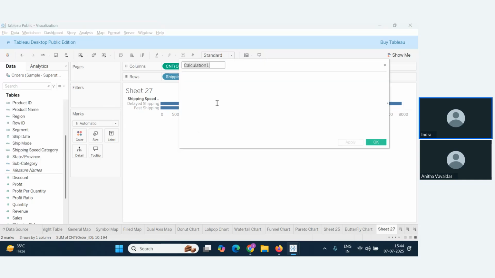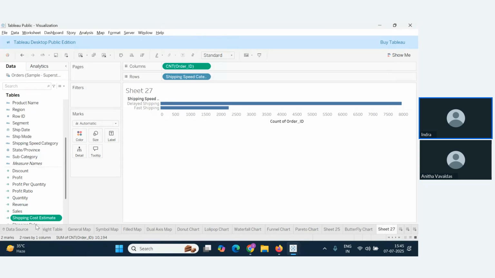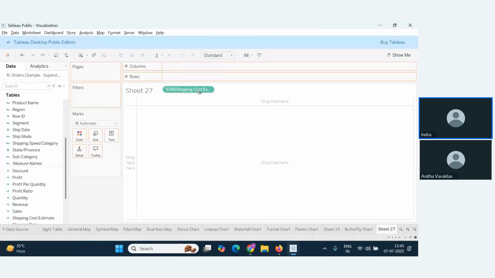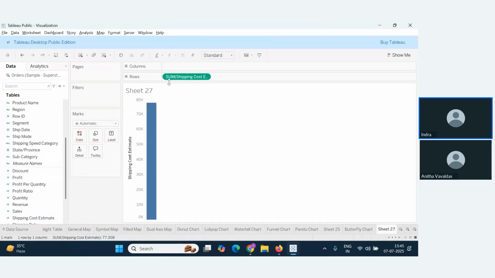Let me go to the calculation field. Simply we'll give here quantity multiplied by 2. This is your shipping cost estimate. Basically, we don't have shipping details here, right? So I'm creating a new field to calculate the shipping cost estimate.